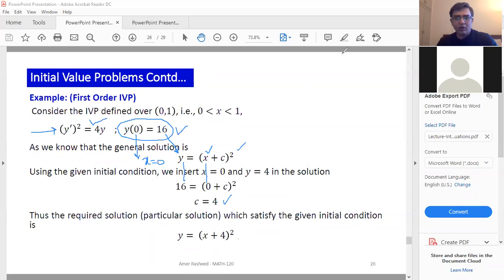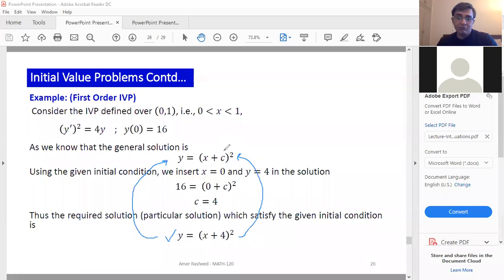So now this is our required particular solution corresponding to this one. This is a particular solution because we have obtained this solution from the general solution by finding a specific value of c. And this is how we can find the value of c, by using the given additional initial condition along with the differential equation. I hope you got it. If you have any question, you can ask.